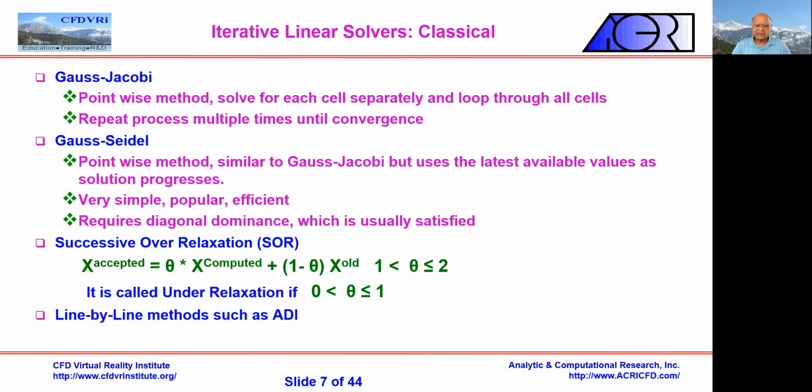Now, the other classical method is the line-by-line method such as ADI. I call it iterative, but actually you solve each line, like I said, with a tri-diagonal matrix. Like I said, the Thomas algorithm is used for that. So it is exact for those three at that time with the values, but it's actually iterative because you are doing it line by line and you don't know the values at all the other adjoining lines. So this is called the ADI method, alternating direction implicit method.